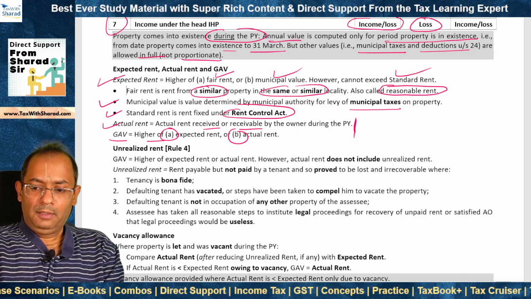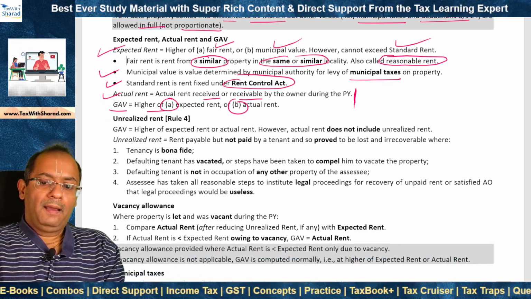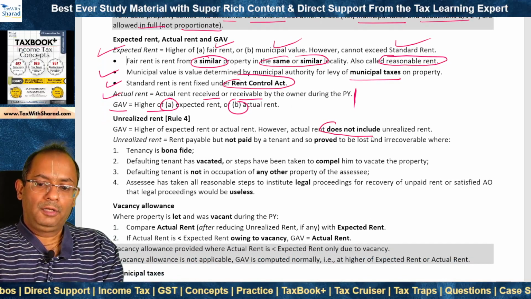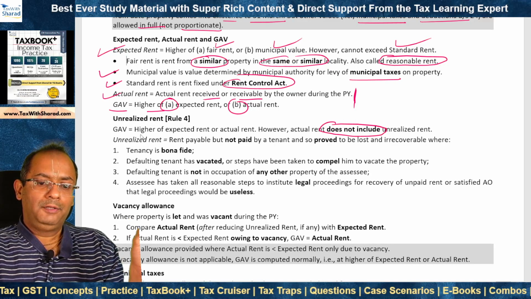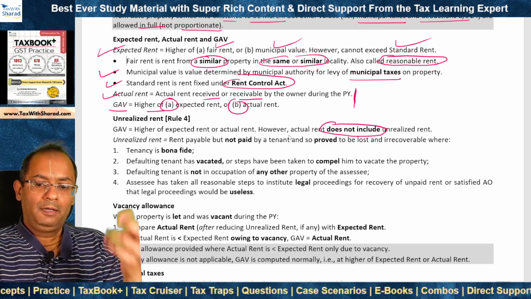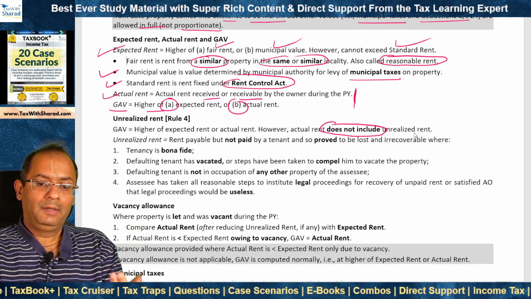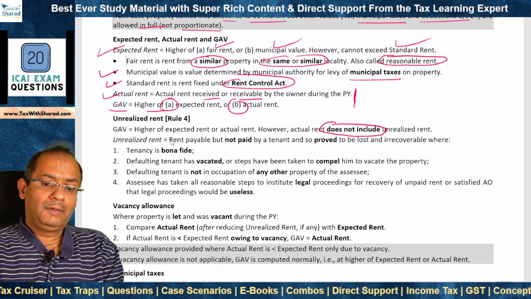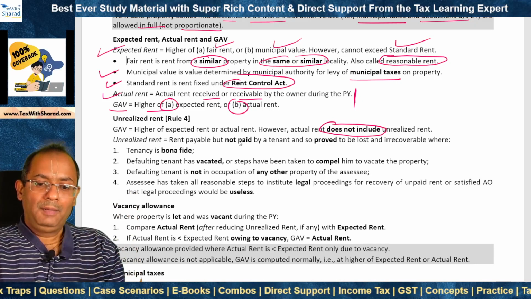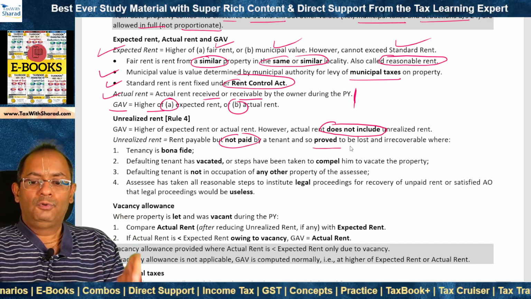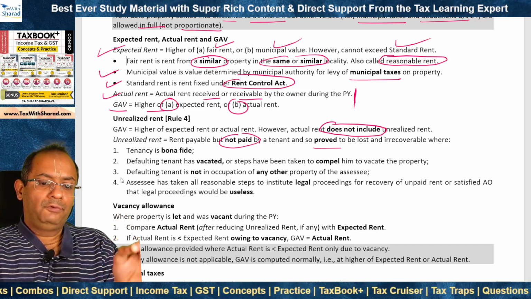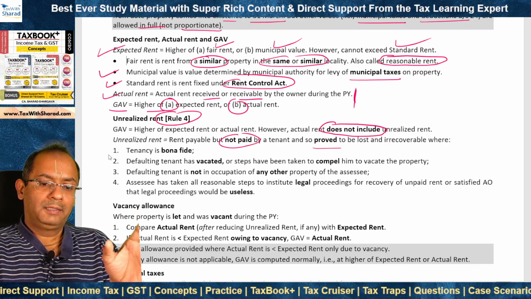Now, as we noted above, actual rent does not include the amount of unrealized rent. So while computing actual rent, GAV is higher of expected rent or actual rent, but actual rent excludes the amount of unrealized rent. What is unrealized rent? Rent which is payable, but has not been paid by a tenant, and it is proved to be lost and irrecoverable where 4 conditions of Rule 4 are satisfied.